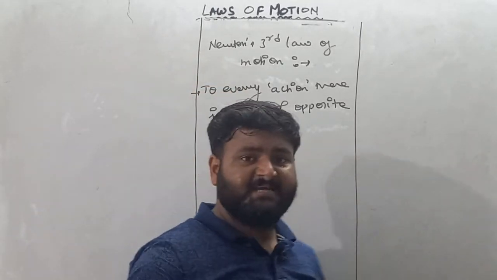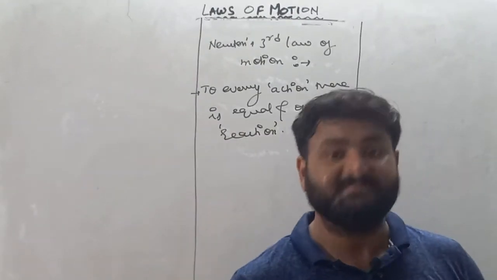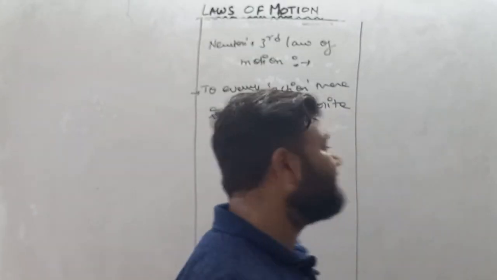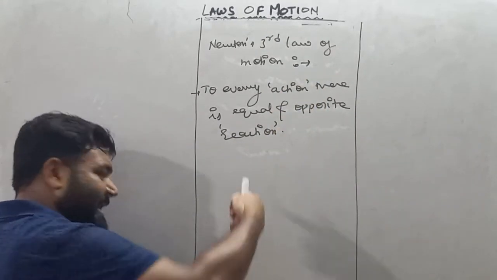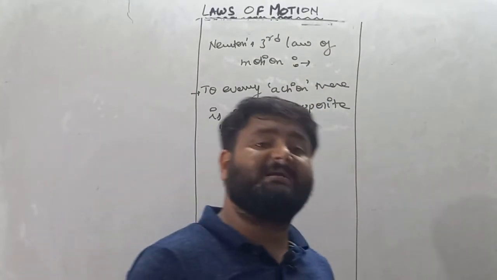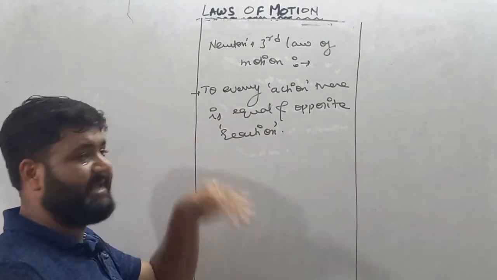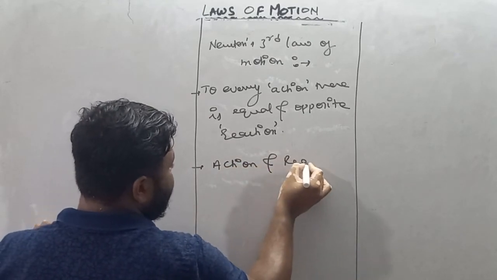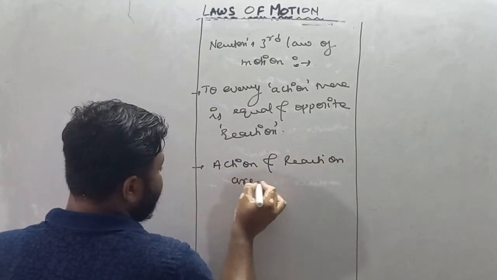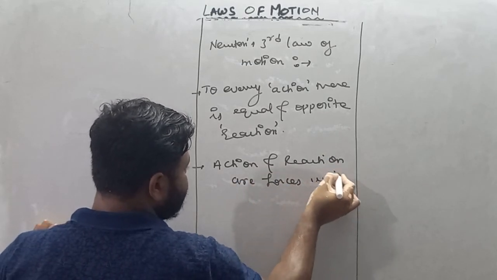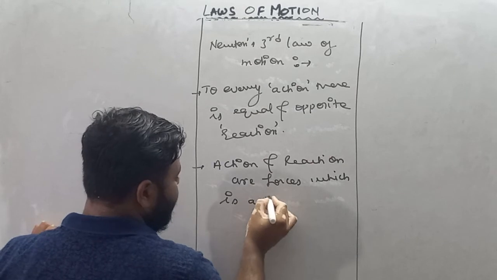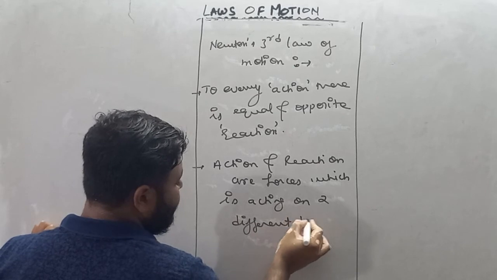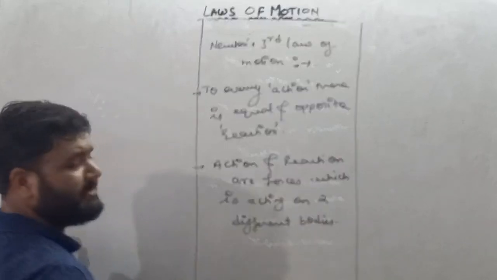This law says if you are applying force on any body, then that body also applies force on you, equal in magnitude and opposite in direction. So if you are acting with an action, then the body will get back to you and it reacts. So action and reaction are forces which are acting on two different bodies. You have to remember this thing, my dear student.